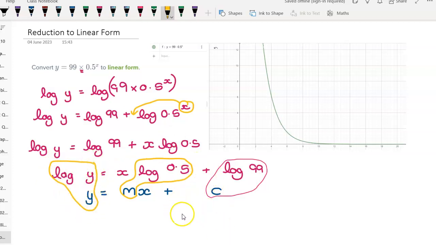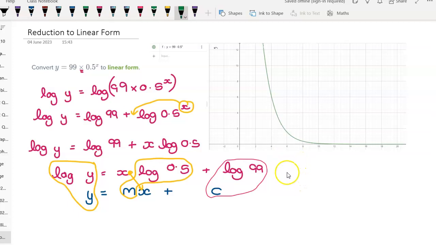So if we were now to plot this, we will be plotting the log of y against x. So on our y-axis, instead of having y, we'd have log of y, or natural log y, any base you like. Now our x is still just x, it's not log x, it's just x. Our gradient of our linear line, m, will be log of 0.5. And our plus c, our y-intercept, would be log 99.